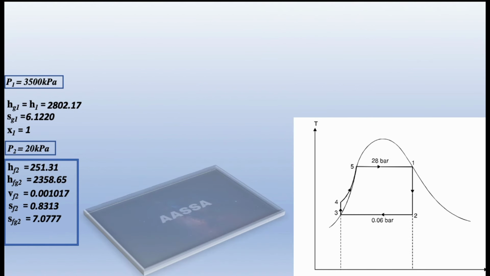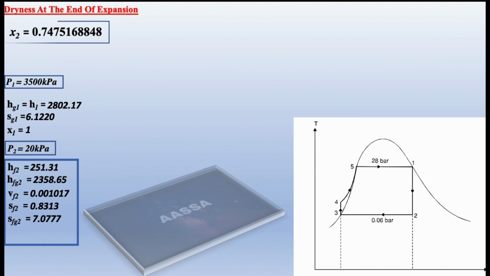Okay, so now let's go to the next question, that's going to be the dryness at the end of the expansion. That dryness fraction is state number 2, right? We've calculated it. Okay, so just going to write the answer right here. So this is the answer.